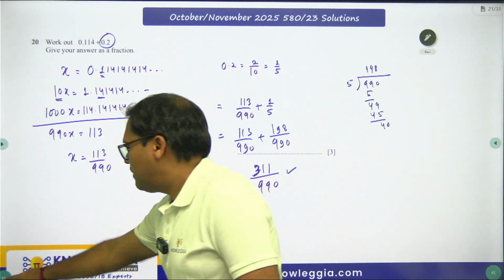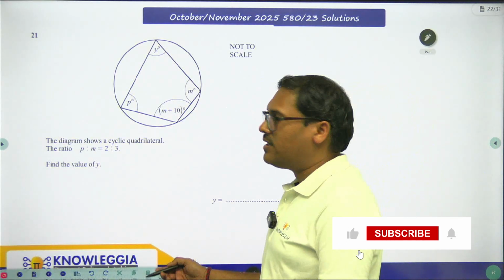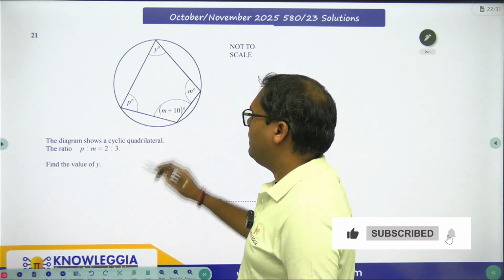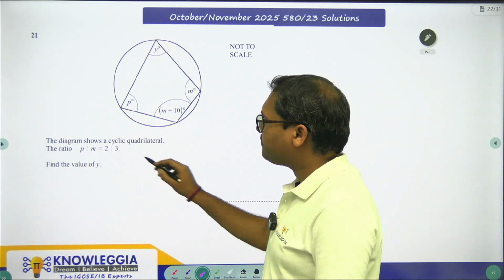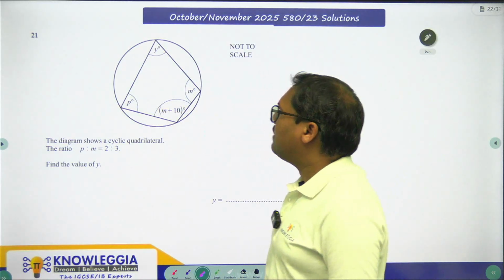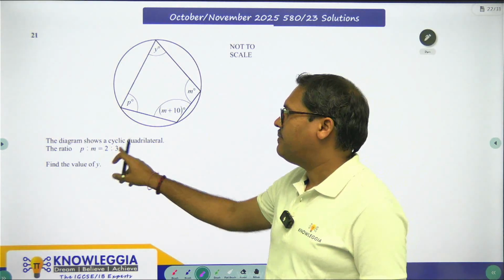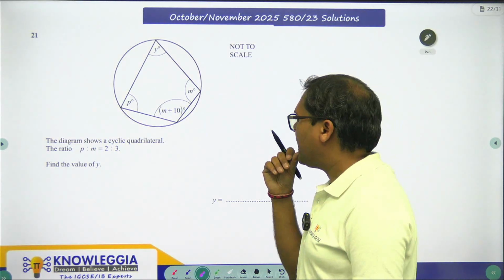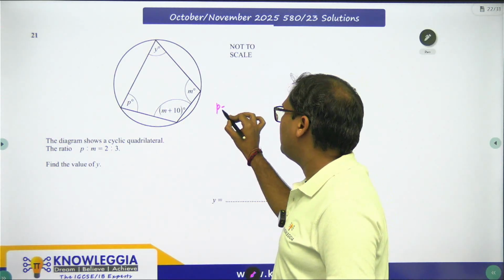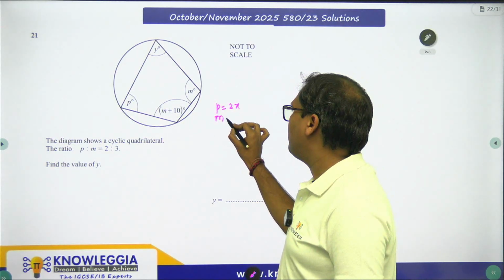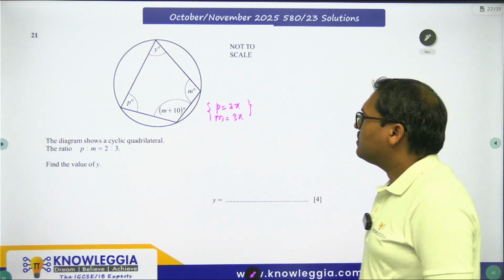Next question. Again, the question on circles, cyclic quadrilateral. You have to find the value of y given p is to m is 2 is to 3. So here you can see, first thing is what is the value of p and what is the value of m, correct? If the ratio p is to m is 2 is to 3, that means p is, let's say 2x, then m will be equal to 3x. I hope this is clear, because the ratio is 2 is to 3.